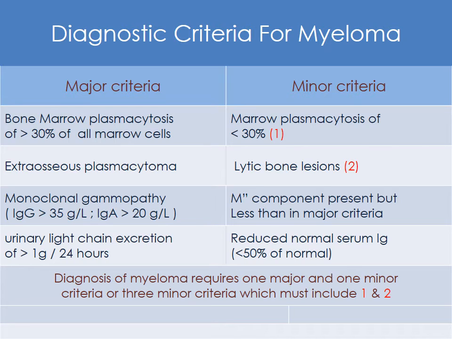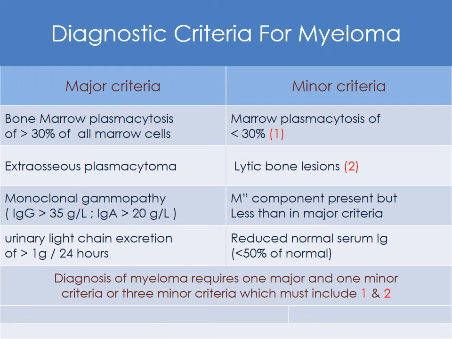Coming to the diagnostic criteria, you have both major and minor criteria. Major criteria is bone marrow plasmacytosis of more than 30% of the marrow cells with extraosseous plasmacytoma, monoclonal gammopathies. If it is IgG, it should be more than 35 gram per liter or IgA more than 20 gram per liter. Urinary light chain excretion more than 1 gram per day.